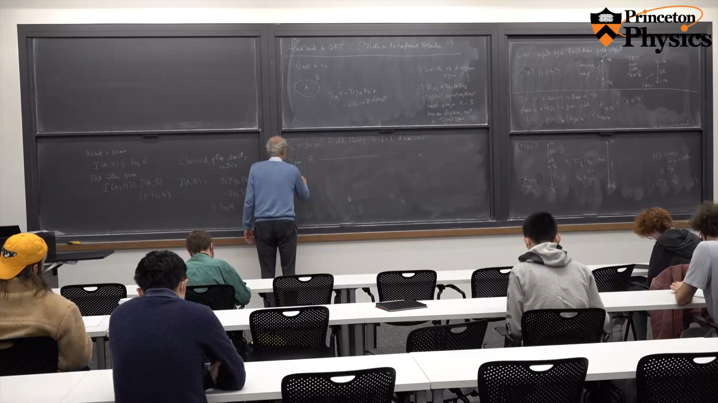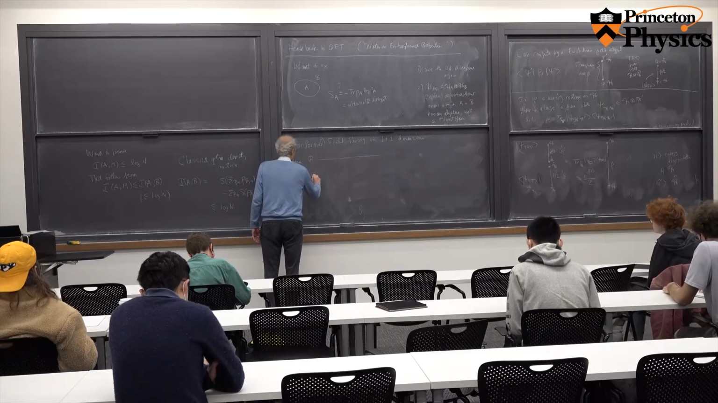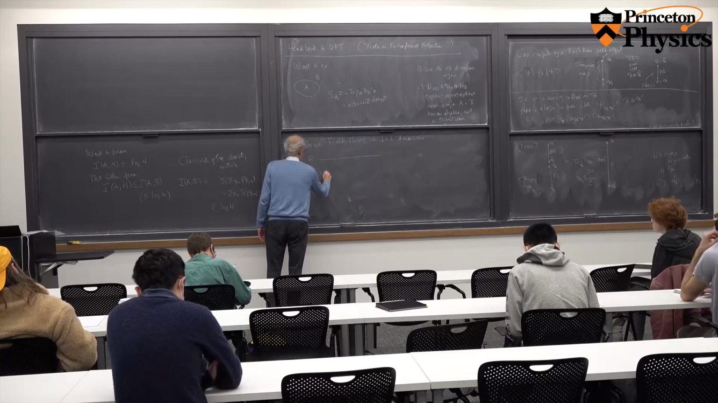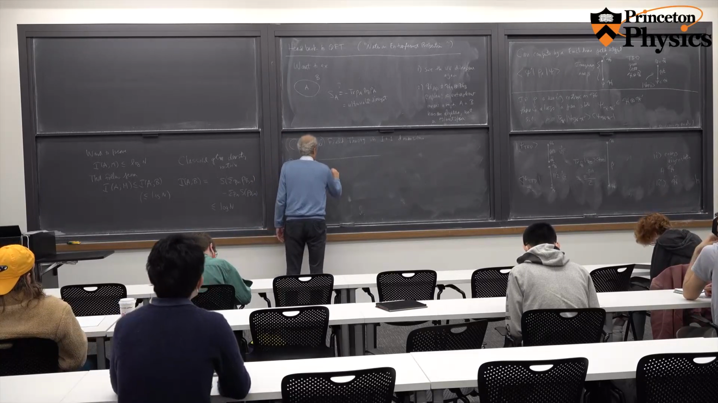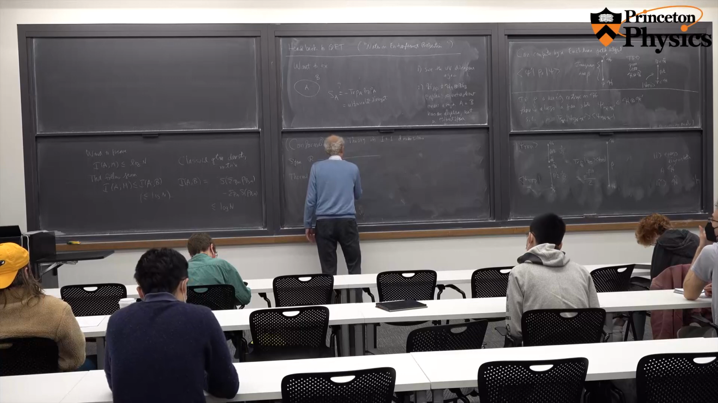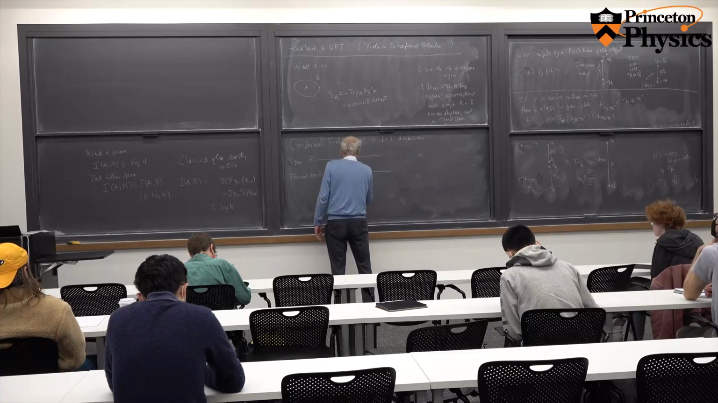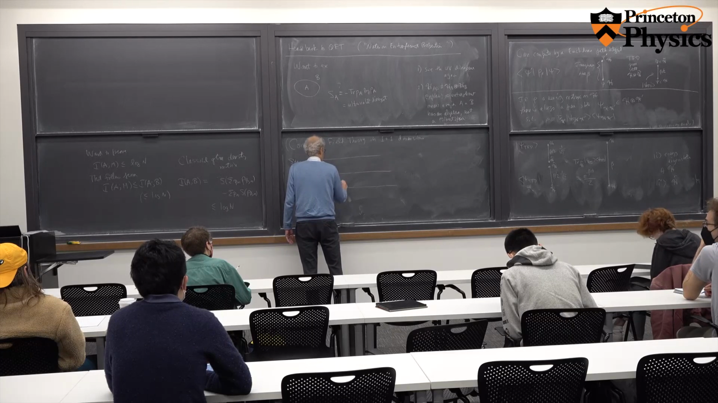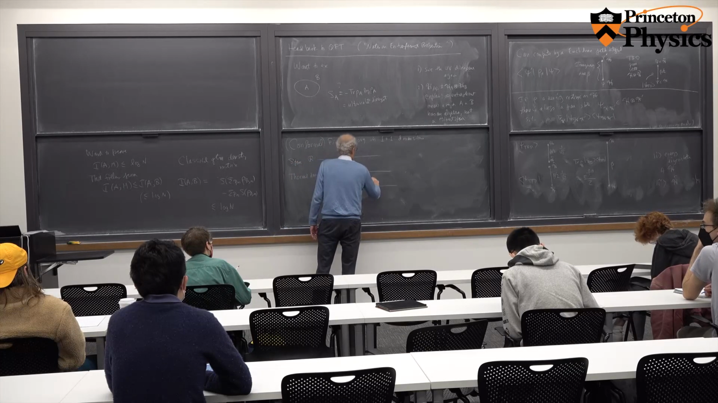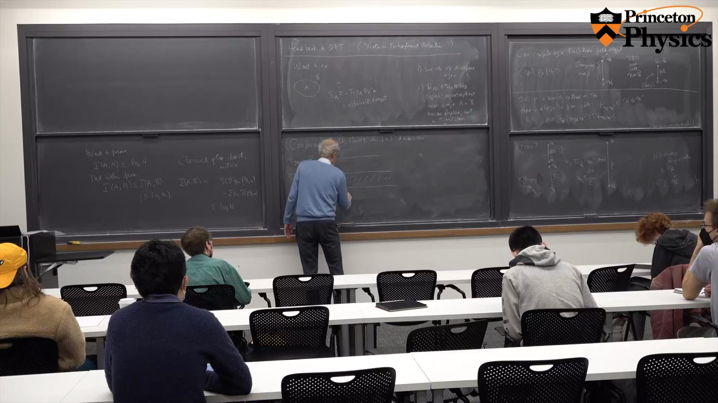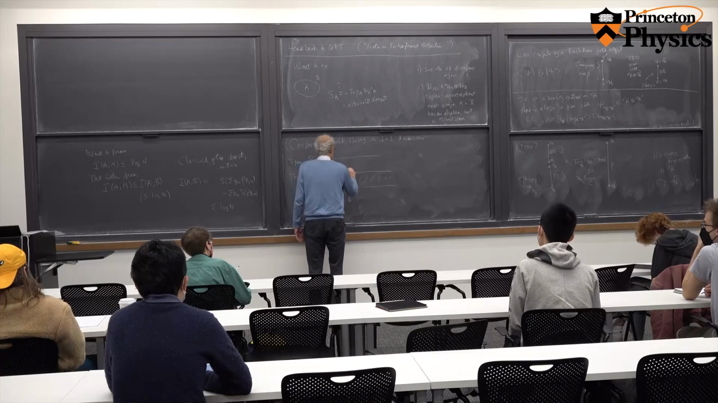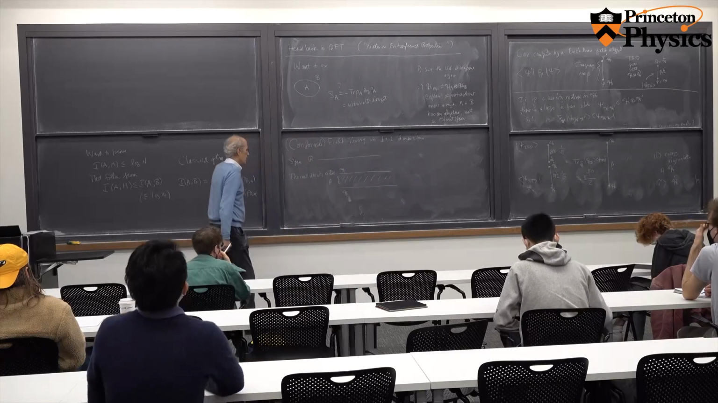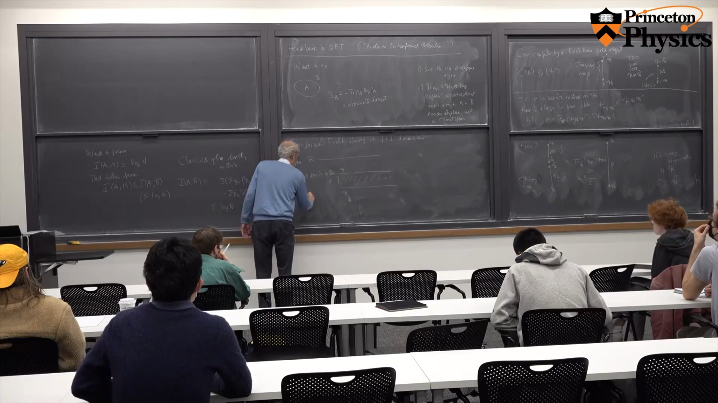To get a thermal density matrix, we do a path integral in a strip of width beta, where we put our system at the top and the bottom as well. That would compute e to the minus beta H.